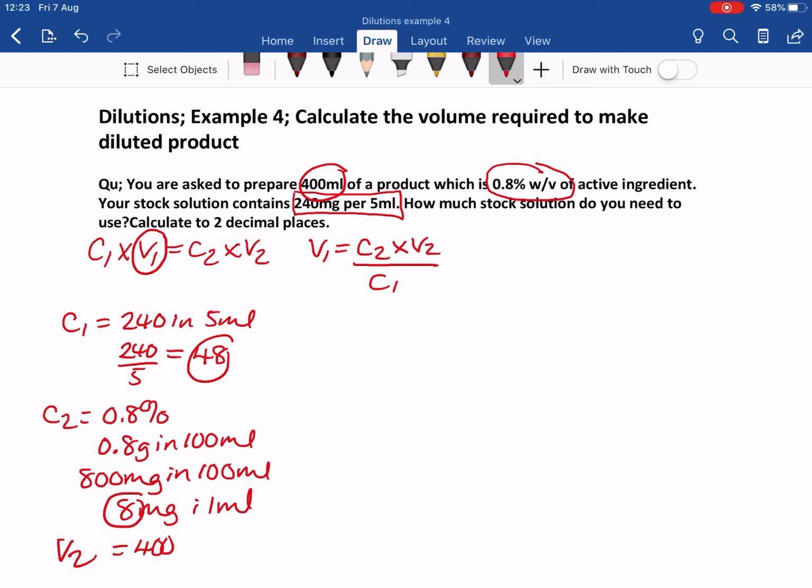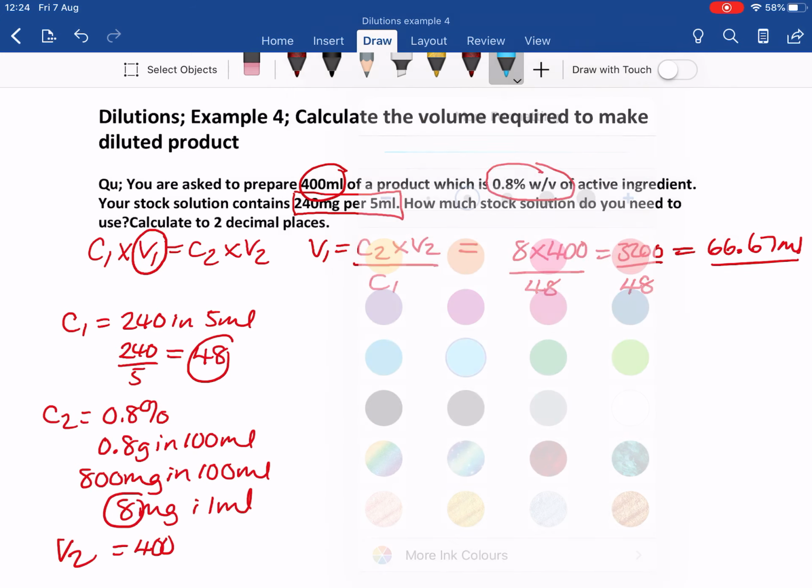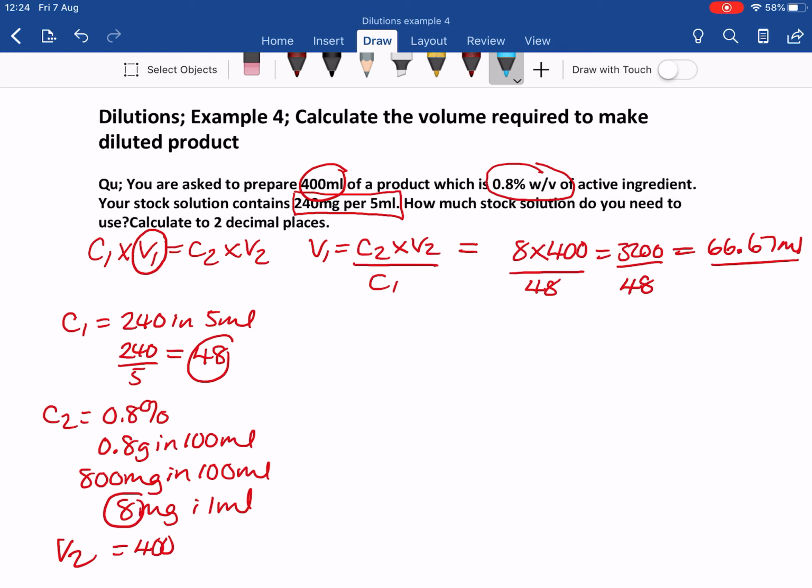So if we pop these figures into our equation, C2 is 8 times V2 is 400 divided by C1, which is 48, equals 3,200 divided by 48, which equals, to 2 decimal places, 66.67 ml. Okay, so that's the first method. Second method, using the dilution factor.